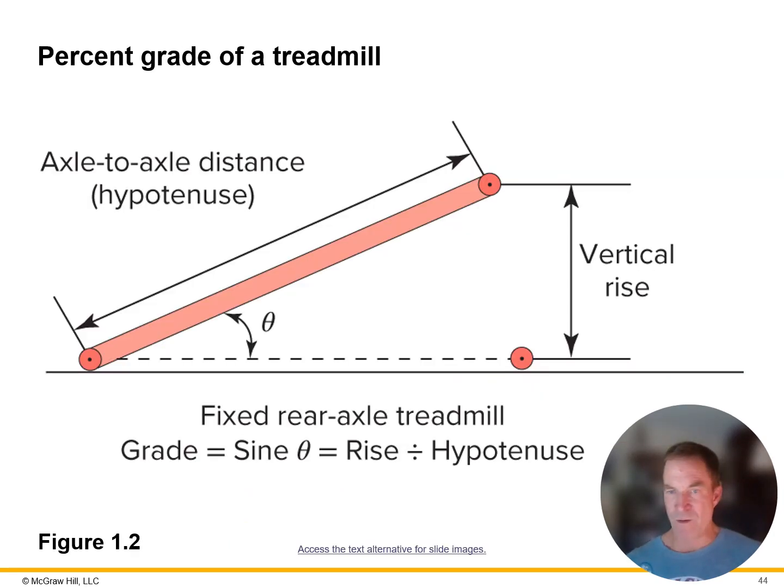We're not going to go into a lot of detail on this. Just know for the case of the treadmill, you were going 10 meters up for every 100 meters that you were going out. But again, let's not worry about the trigonometry of it, the sine.